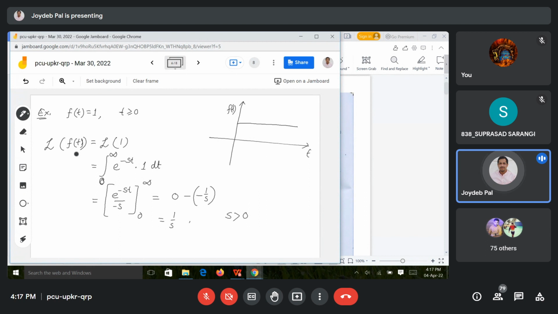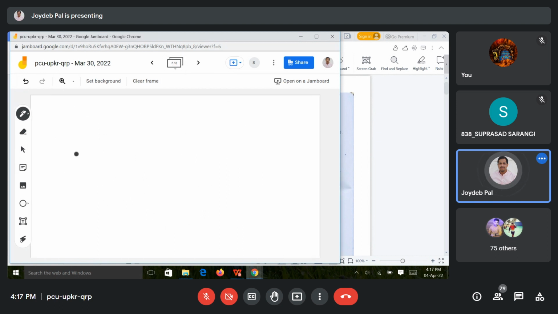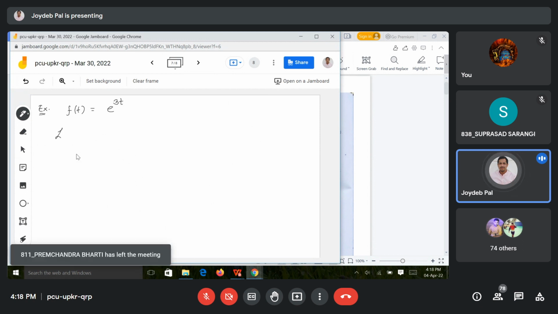So what we are getting is that the Laplace transform of the function 1 is 1 by s. Okay. Similarly, we can take any other function, like if f(t) is equal to say e to the power 3t, then what is the Laplace transform of this function?